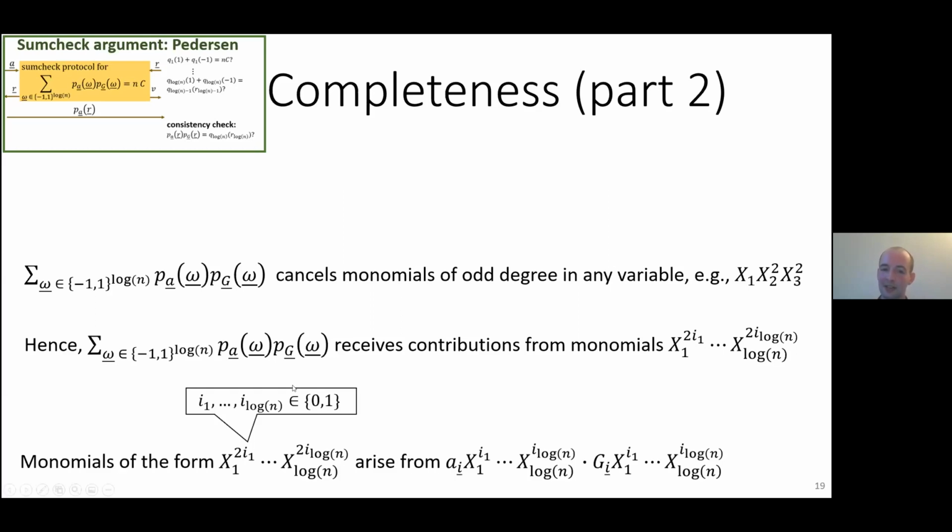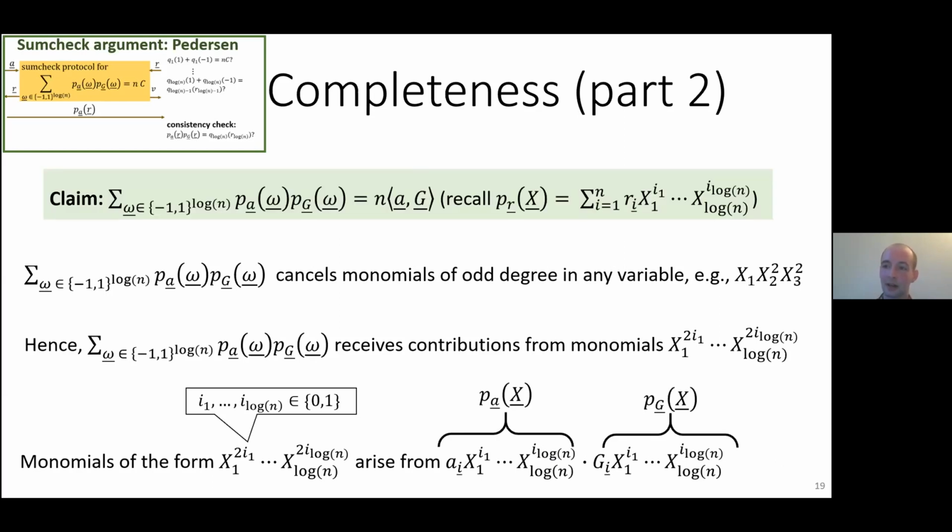And so actually, since we have a product of two multilinear polynomials, we know that the exponents in the message part and the exponents in the commitment key part just come from 0 and 1. So the only way to get a monomial with all even exponents is when you multiply the ith term of the message polynomial, the ith message, by the ith term of the commitment key polynomial, the ith element of the key.